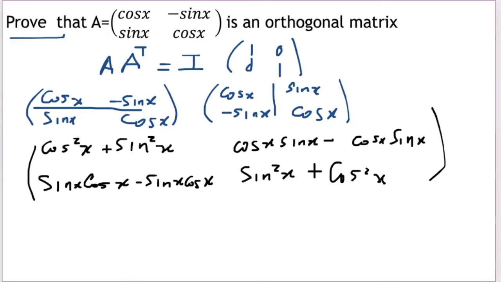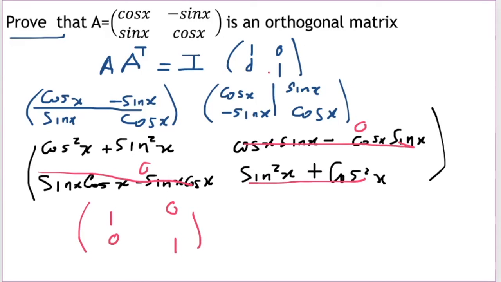Now, you should be seeing that I have some cancellation. These two cancel to give me 0. These two cancel to give me 0. And this is identity. Cos square x plus sine square x is 1. So this is 1, 0, 0. Once again, this is an identity. So this is 1. Here you can see that I have the identity. So once you have A times A transpose and you arrive at the identity, that's how we know that it's an orthogonal matrix.